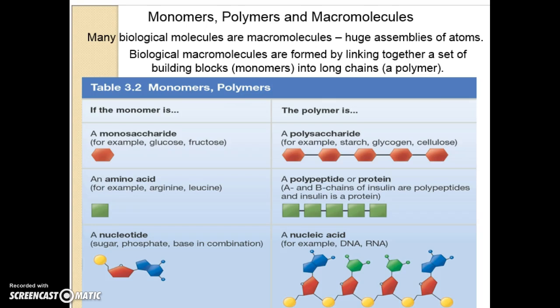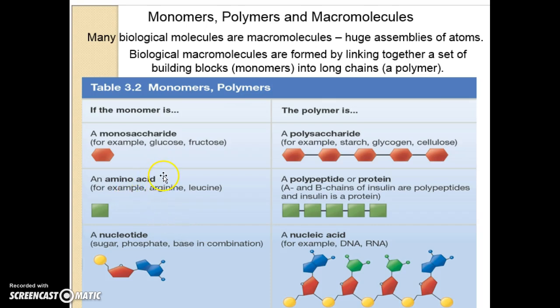But most biological molecules are assemblies of different monomers, single molecules that are identical. And these are formed by linking together these building blocks into long chains. And so you can see here some examples. A monosaccharide is a single molecule of a sugar or carbohydrate. And when we polymerize that, we add more than one of these together, we get a polymer, and we call it a polysaccharide.